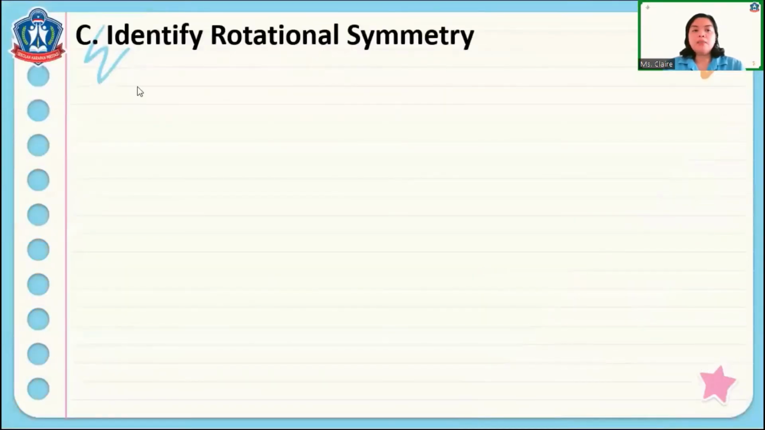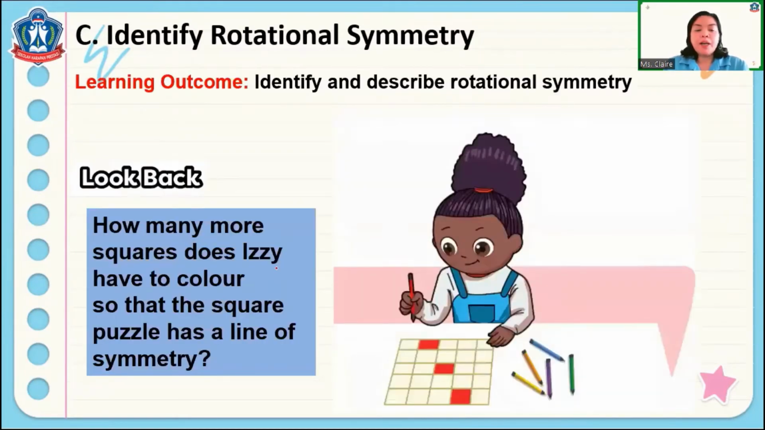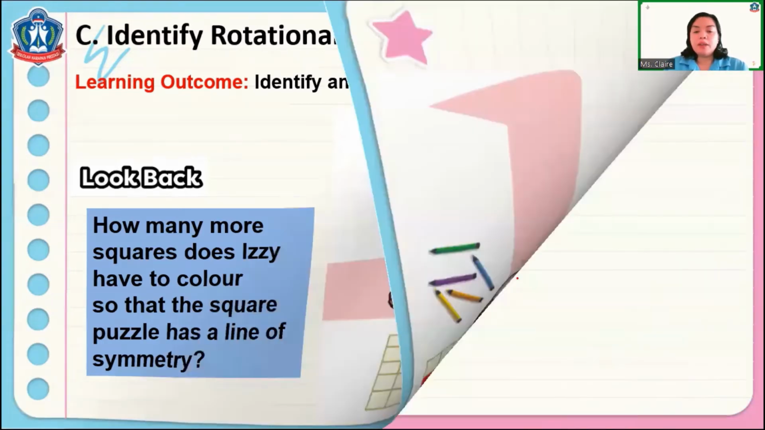Okay, now let's move to lesson C, identifying rotational symmetry. What does rotational symmetry mean? Take a look here, children. How many more squares does EZ have to color so that the square puzzle has a line of symmetry? So this is a grid. So how many more does she need to color so she can have a line of symmetry? Okay, so let's discuss more about that.